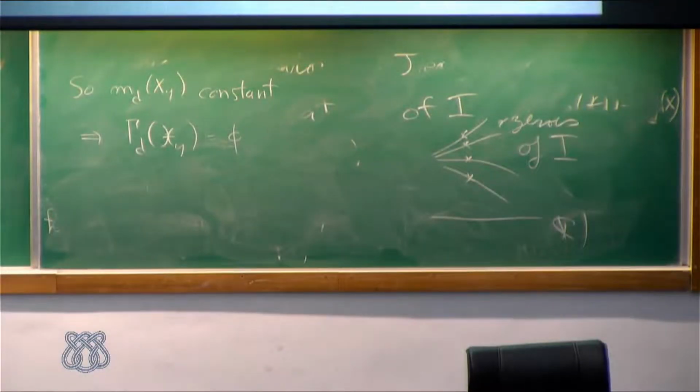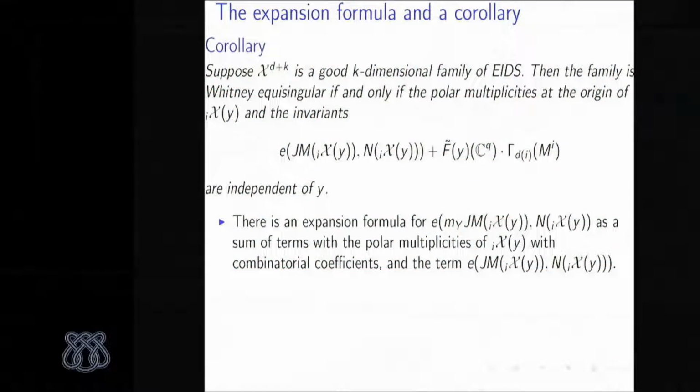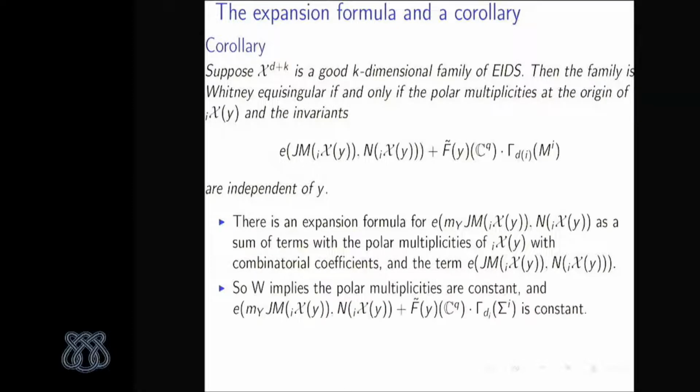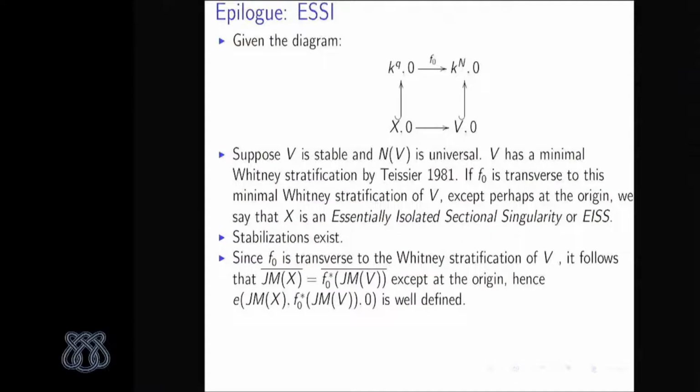Now, the expansion formula in a corollary. We saw back with the ICIS there was an expansion formula. There was also an expansion formula here. And you can use that to say another result, which is equivalent: the expansion formula gives us that W is going to imply the polar multiplicities are constant, and it's going to imply this term here is constant as well.